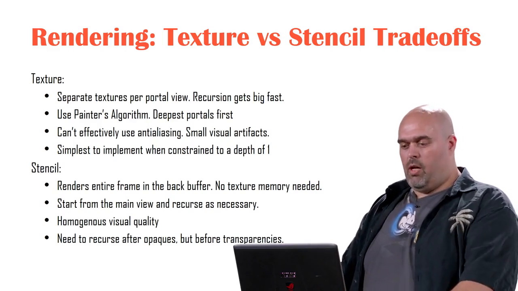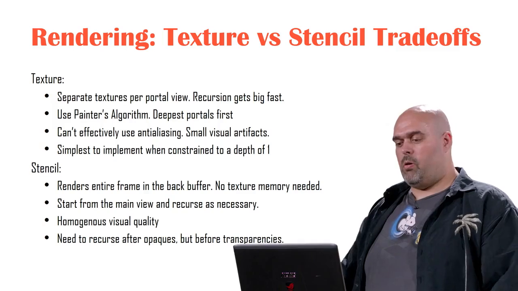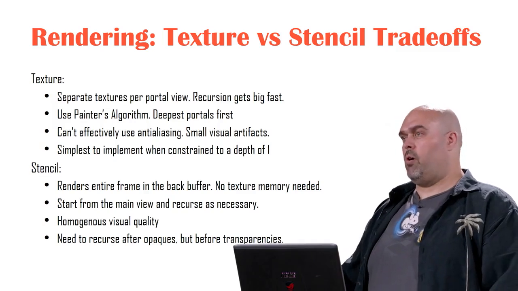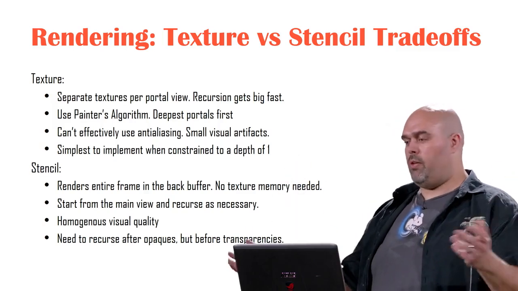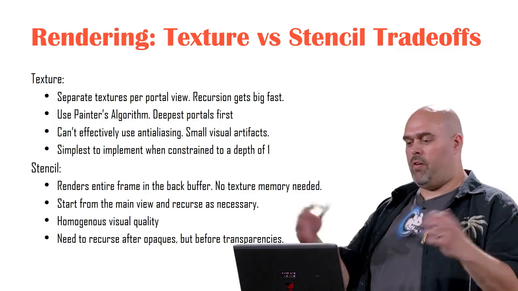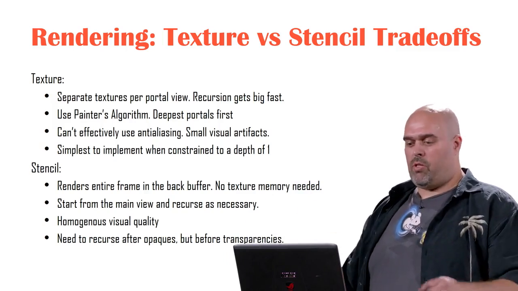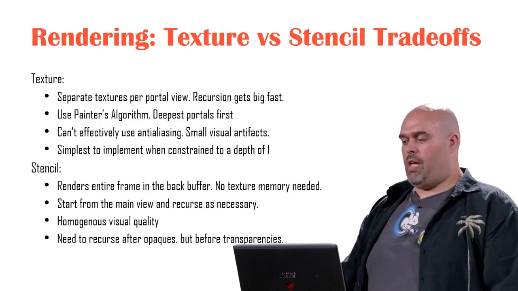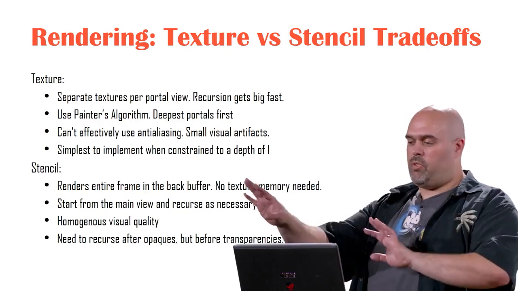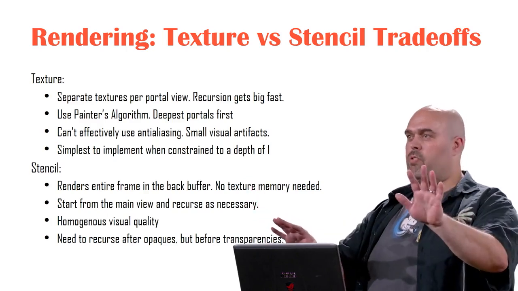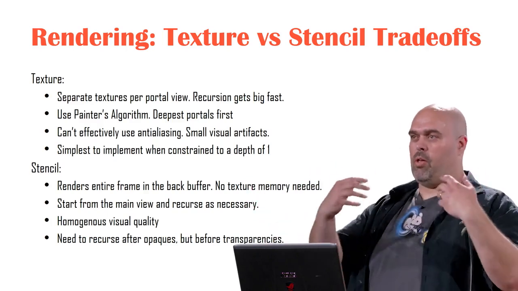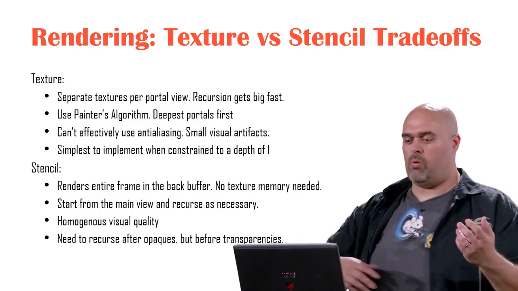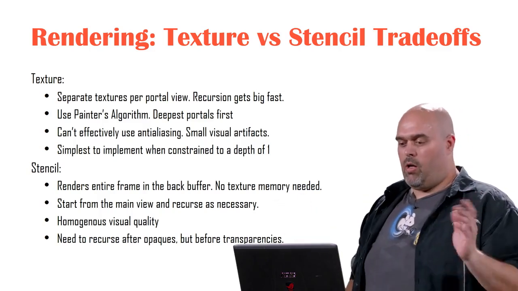So with a texture, you have to have separate textures per Portal view, and if you have support for recursion, you have to have many, many textures pre-allocated to do this, so your memory growth gets big very fast. You have to use the painter's algorithm or something like it to render your portals. You basically have to figure out the deepest portal you can see into and render that one first, and then any outward ones from that, you're going to render them because they're going to contain a view of that first portal. So you have to render it in that order.